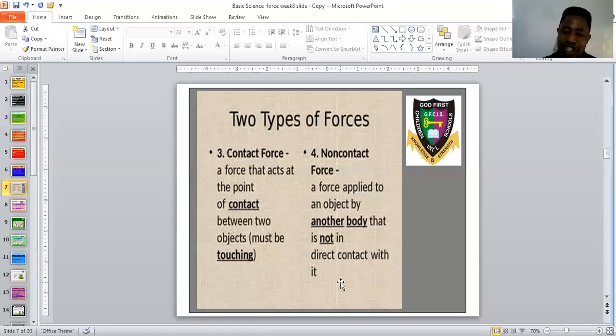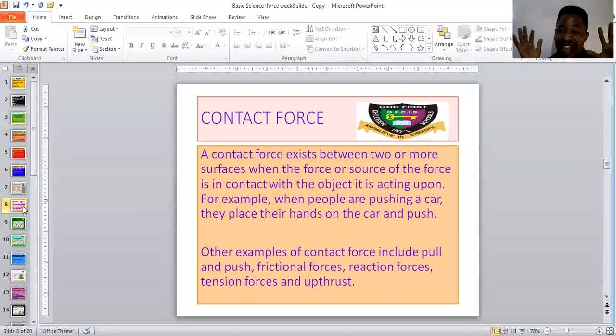Is that clear? All right, let's move on as I explain that in detail so that you can get a clearer picture of contact and non-contact force. So let's take them one after the other. Let's go to contact force again. I said here, a contact force exists between two or more surfaces when the force or source of the force is in contact with the object it is acting upon.